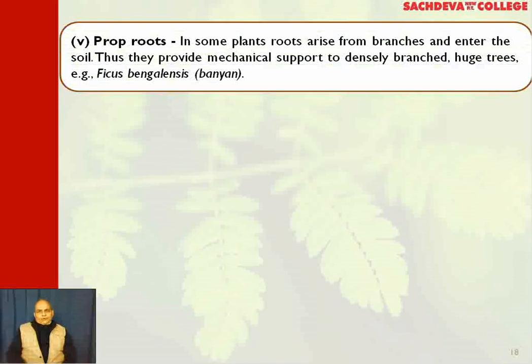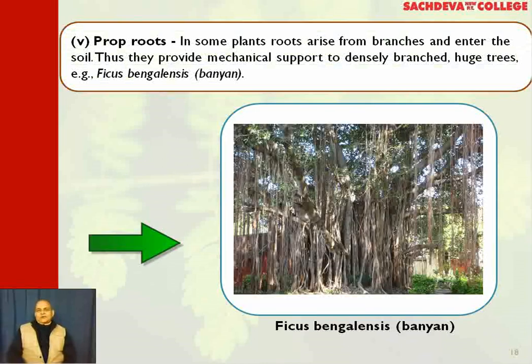Prop roots. In some plants, roots arise from the branches and enter the soil. Thus, they provide mechanical support to densely branched huge trees, and the common example is banyan tree. Botanical name is Ficus bengalensis, and as I told you, one of the oldest banyan trees you will find in Calcutta.